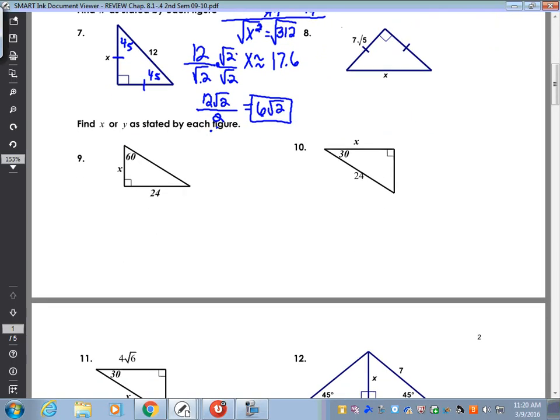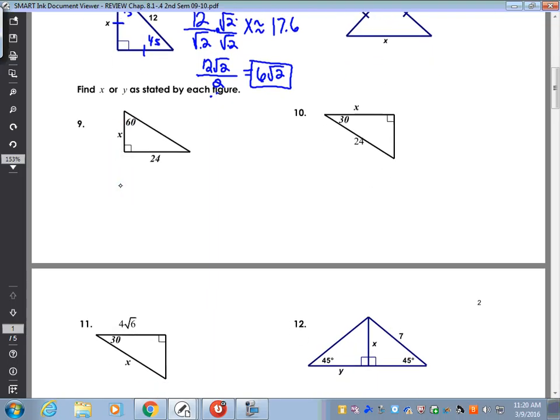Yes. All right, so on number 9, we're trying to go from 24 to a smaller piece. So you're going to do what? You're going to divide. So I'm going to start with that 24, and now I'm dividing. But because this triangle has a 60 in it, I'm not using square root of 2 anymore. Now I'm dividing by square root of 3. And then, because the square root of 3 is on the bottom and I can't leave it there, I multiply it by the square root of 3 over the square root of 3.